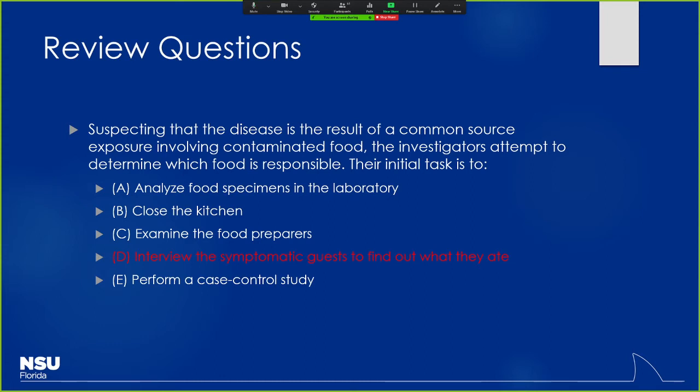So in this case, you want to find out what the people ate and what they didn't eat, especially when you're comparing your symptomatic patients who are included as cases versus those that aren't. That allows you to start to develop a case control sort of study. So you've got to get the information first, gather that, and then you can do something like the case control study.